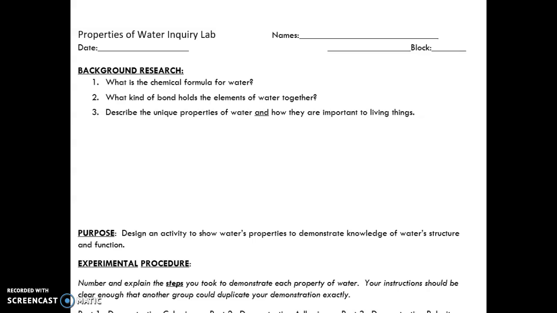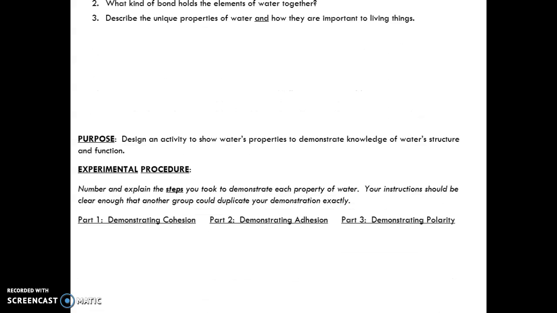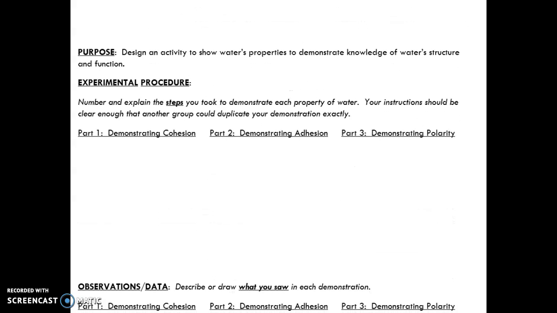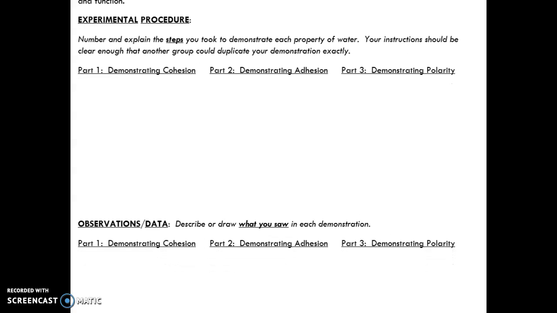You're going to do this with your table group, and all the supplies you need are on the back center table. It should be just a clear plastic cup with a bunch of random junk in it. It looks like junk, and using that random junk, we're going to be doing an inquiry lab. This is a lab where I did not give you the procedure. You have to answer those background questions. I already gave you a purpose, but you are designing the procedure.